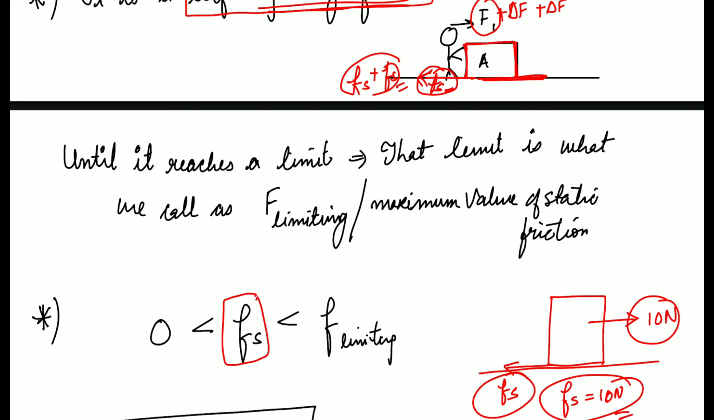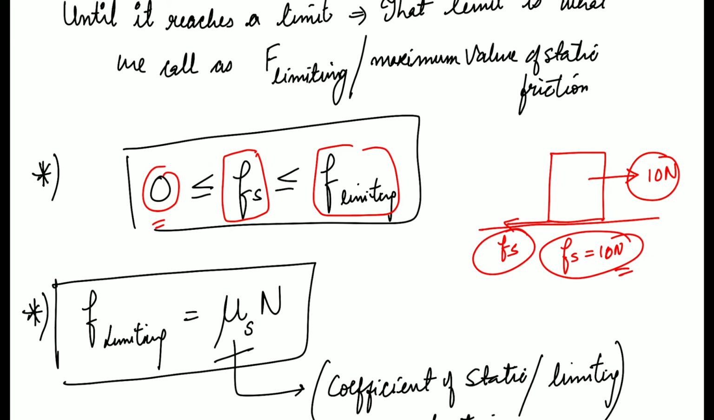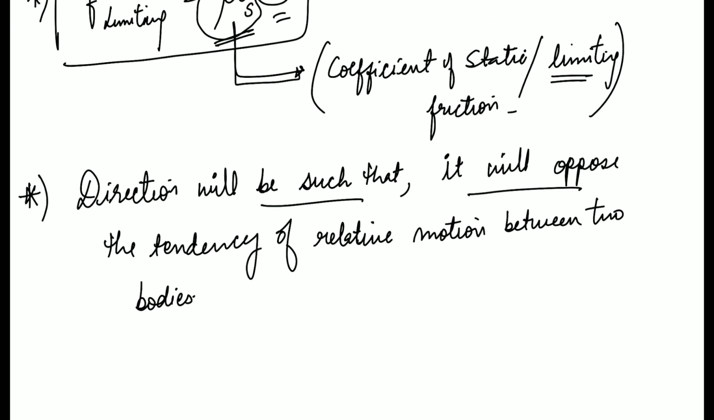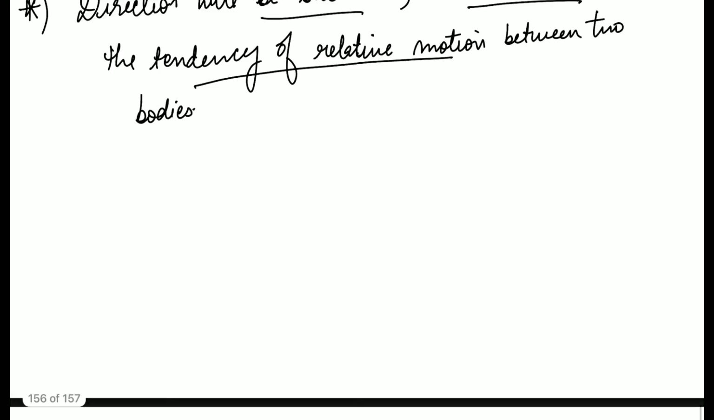Now this will only happen in this particular range, if it is less than F limiting and more than 0. But static friction also acts if it has a 0 value, and if it is at the limiting point also it will act, right? At F limiting, or the maximum value of static friction, it has a value of mu times the normal reaction, which is very similar to what we have studied in kinetic friction. Here this mu is what you call the coefficient of static friction, or coefficient of limiting friction. And the direction will always be such that it opposes the tendency of relative motion, which is something we already know.